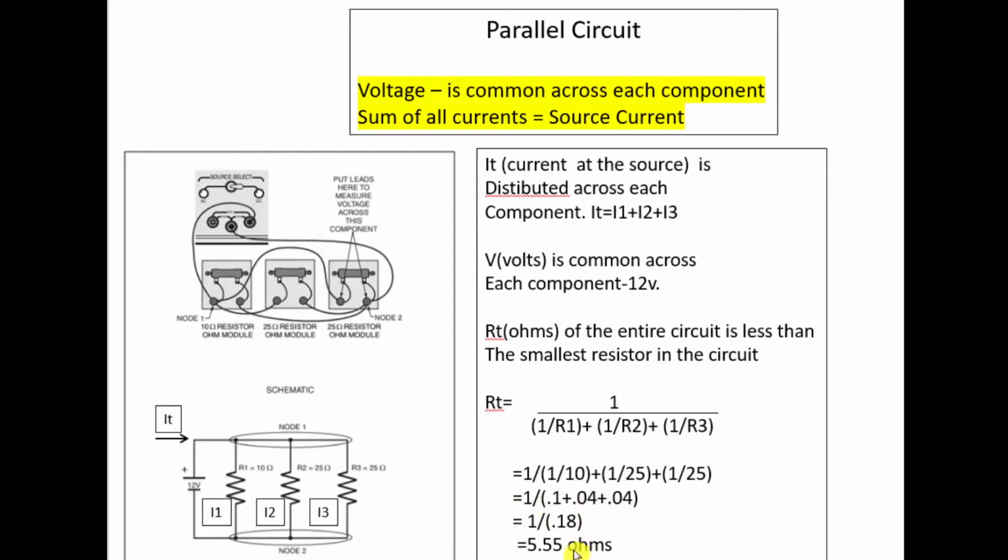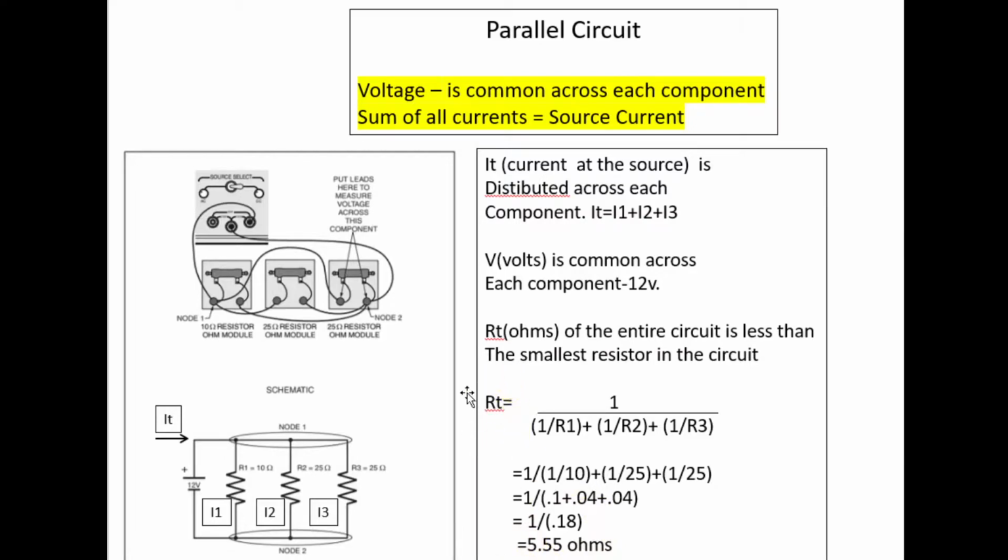Is 5.5 ohms less than the smallest resistor we got? Sure is. So we must be in the ballpark. Use that fact as a check to make sure that you're calculating it right.